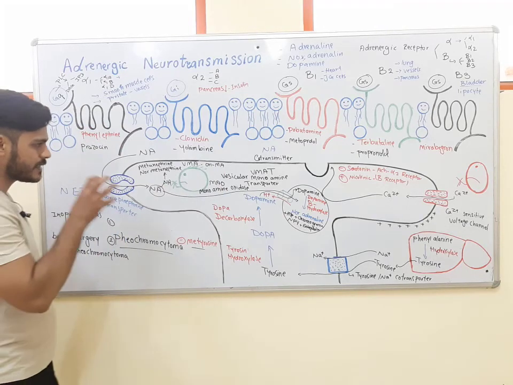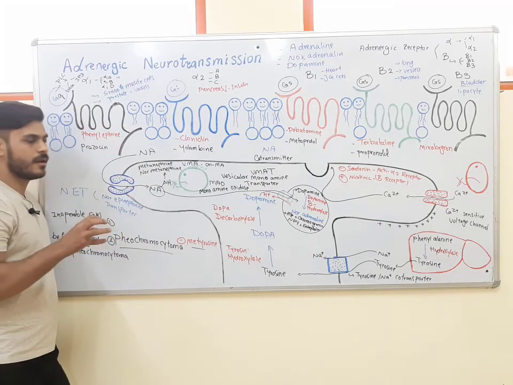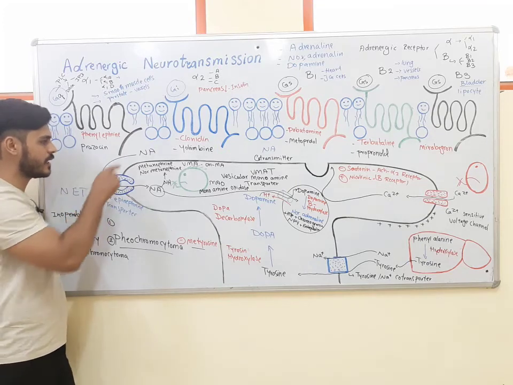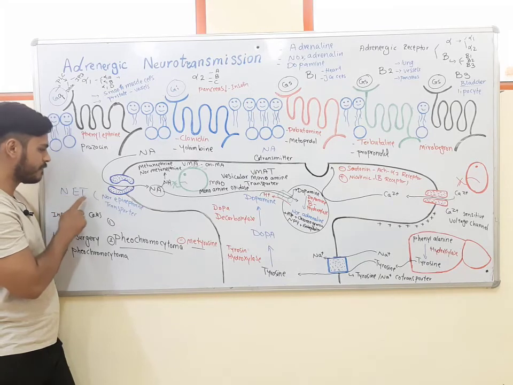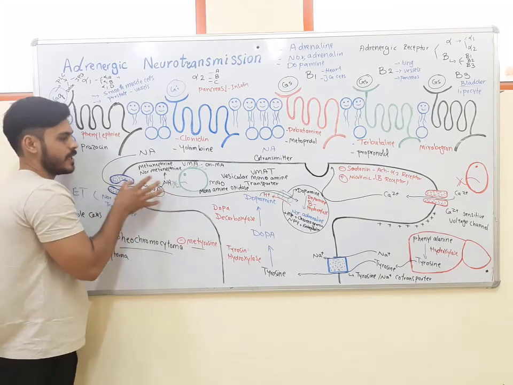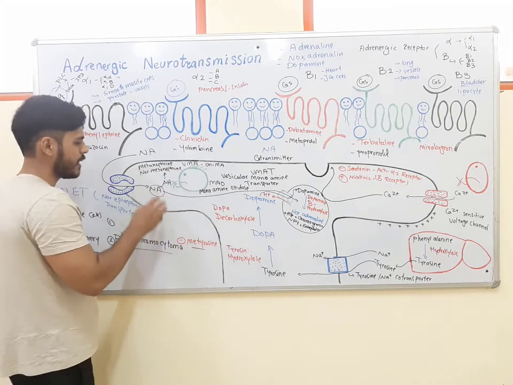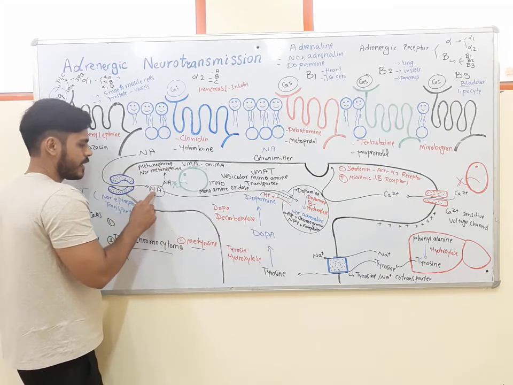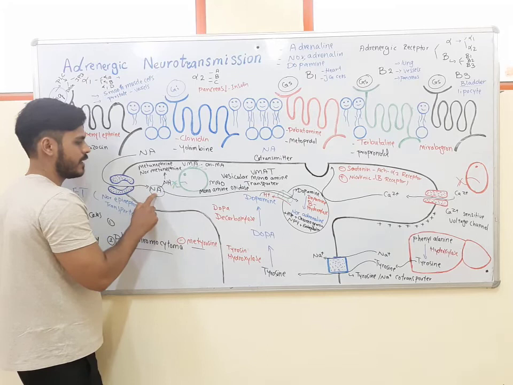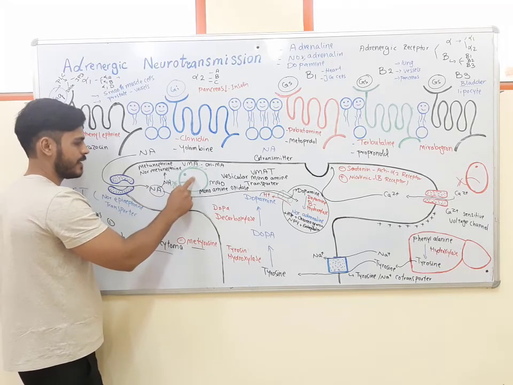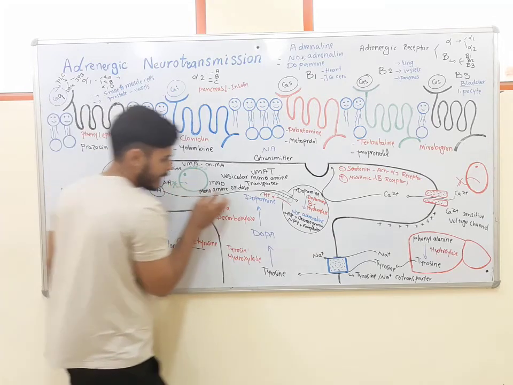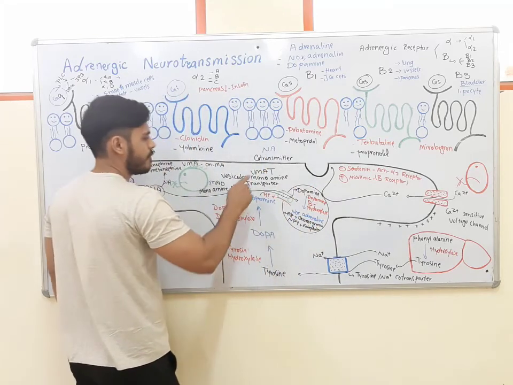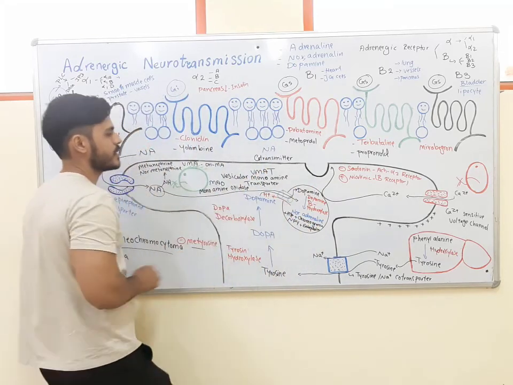So the first strategy for terminating the action of noradrenaline is uptaking of noradrenaline with NET or norepinephrine transporter. It uptakes the noradrenaline into the nerve terminal. This noradrenaline, which is now in the nerve terminal, we can terminate by this enzyme, monoamine oxidase, or we can uptake it again and store it into the vesicles by VMAT, vesicular monoamine transporter.